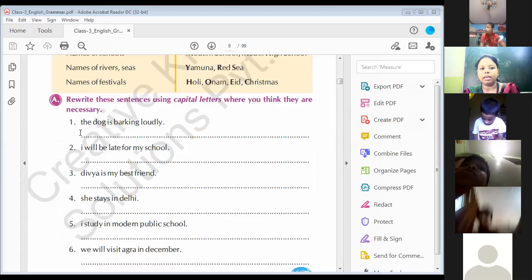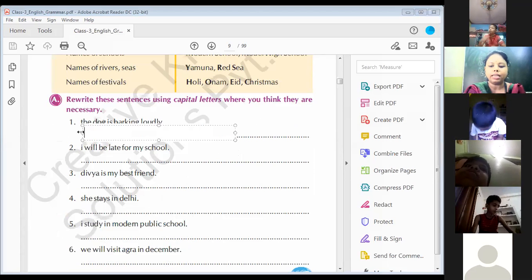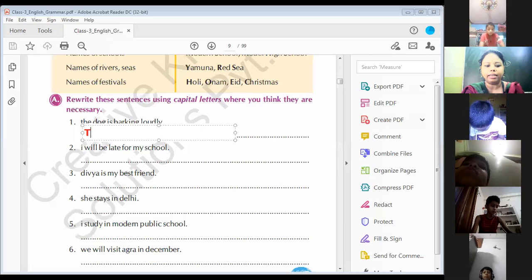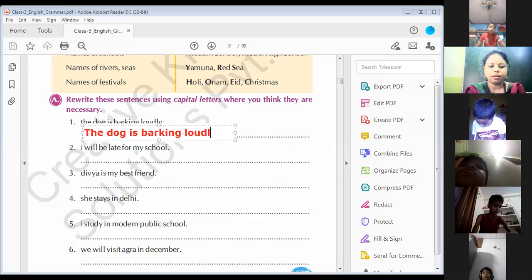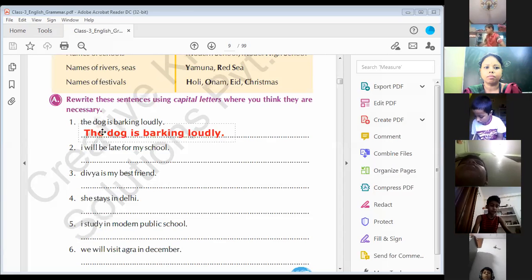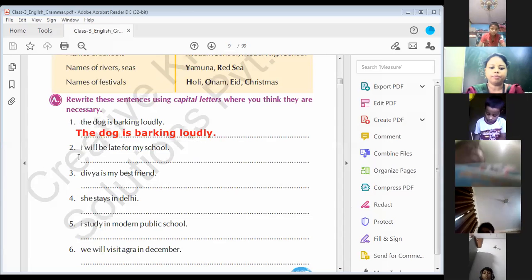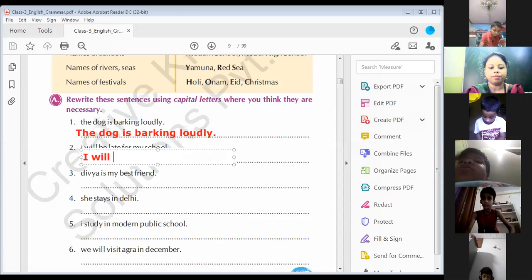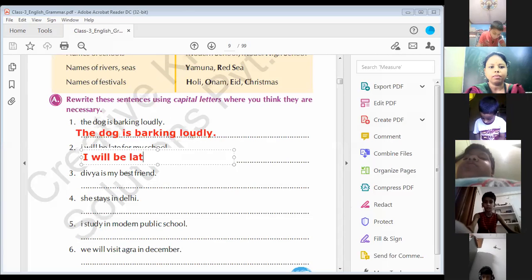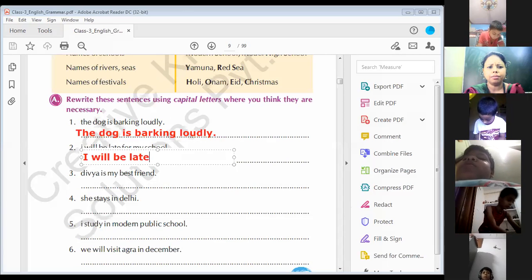The dog is barking loudly. We all know that the first letter should be capital. So we have to write it like this: The dog is barking loudly. Full stop. Next sentence is I will be late for school.